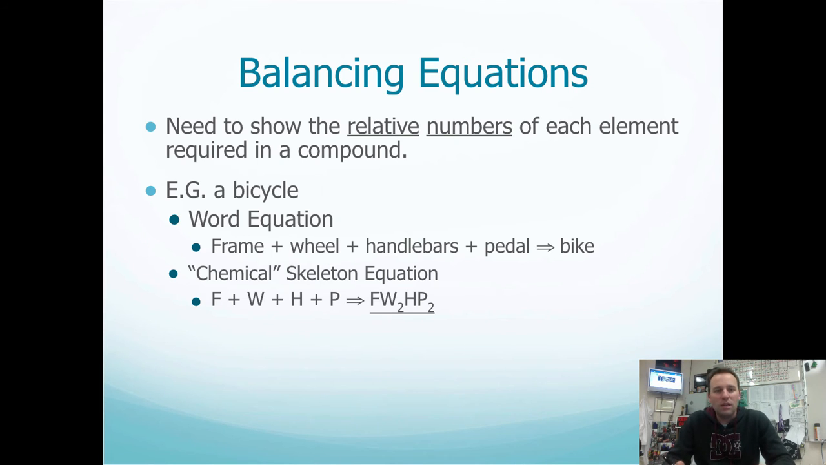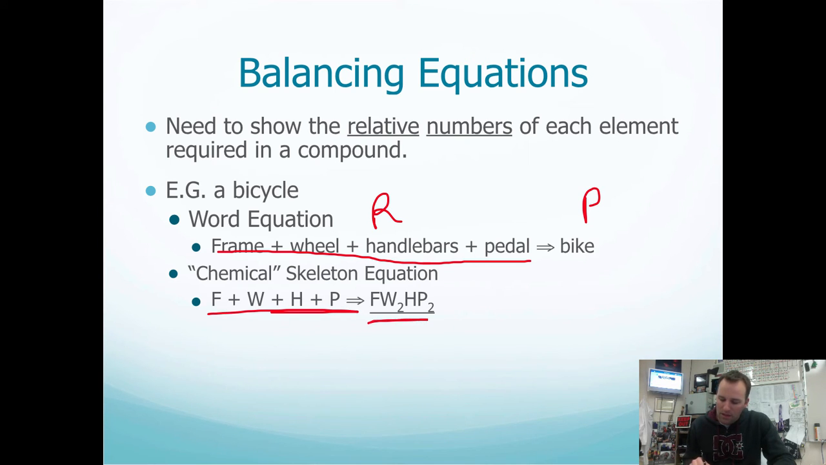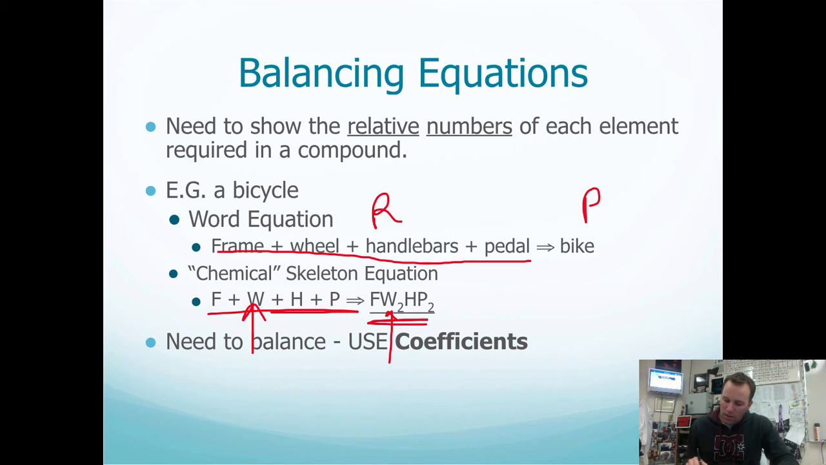To get a general idea, we could look at a bicycle. If we had a word equation for a bicycle, it might be the frame plus the wheel plus the handlebars plus the pedals yields a bike. So these would be the reactants over here, and these are the products over here. If we were to symbolize them, pretending that these are the chemical symbols, you might have something like this. This is not a balanced equation because over here we have only one W, but over here we have 2 W's. So in order to balance the equation, you have to use what are known as coefficients.